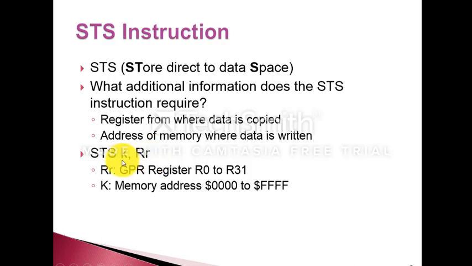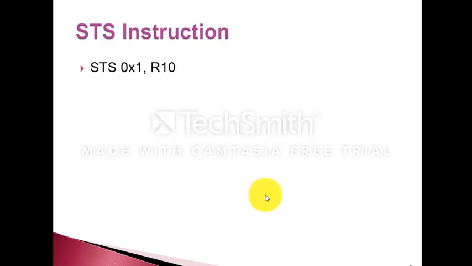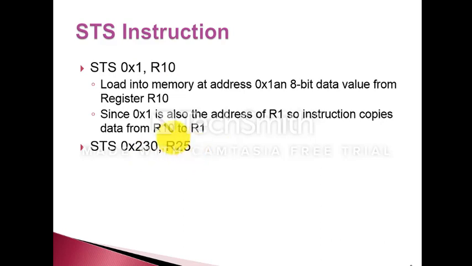STS. The one major thing you have to understand is that the memory address now comes before the register from where data is to be copied and written at that memory location. Similarly, registers range from R0 to R31 and memory addresses from 0x00 to 0xFFF. It stores R10 data to the 0x1 memory location. It means that it stores R25 data to the 0x230 memory location.